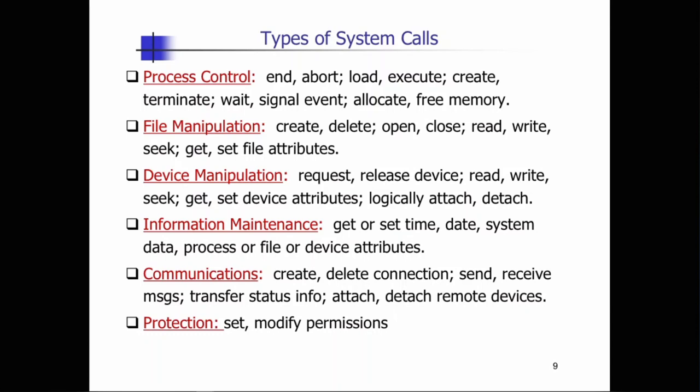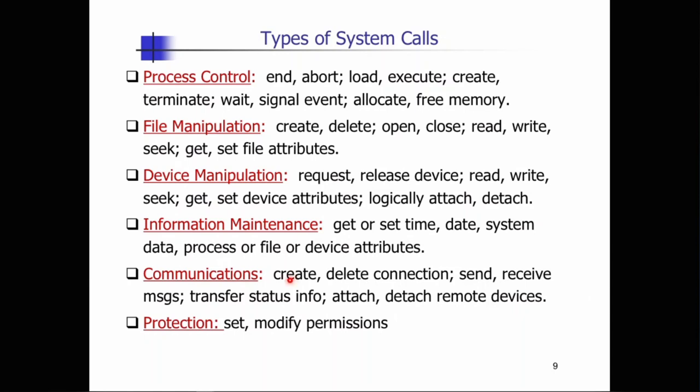And then the next category is information maintenance. So all the information regarding time, date, your system data, and the process or file device attributes, those could be get and set using the information maintenance type of system calls. The next category is the communications. So if processes need to communicate between each other, or a process needs to communicate with a device, we need certain system calls to make that happen.